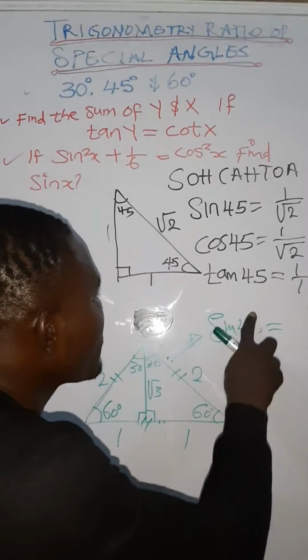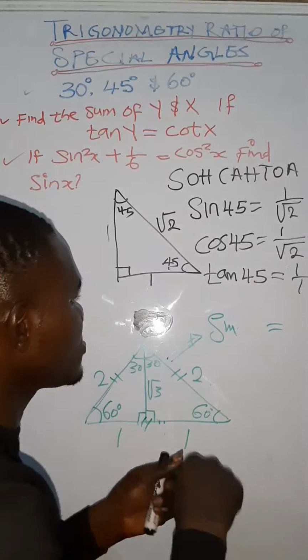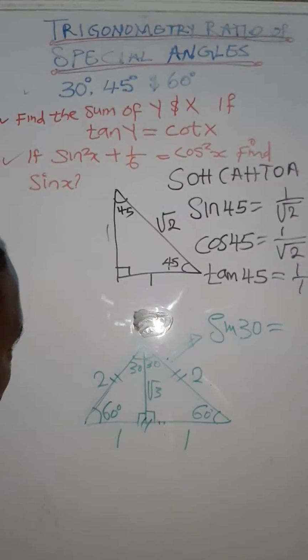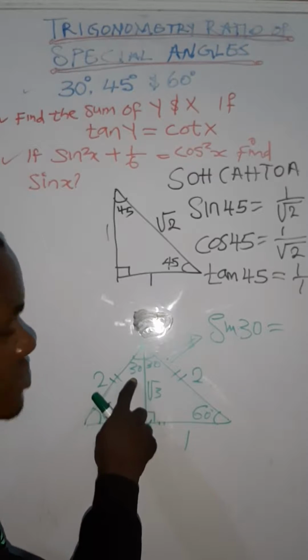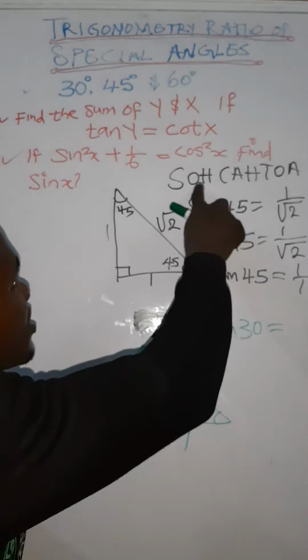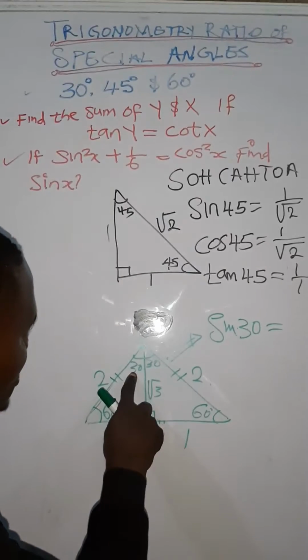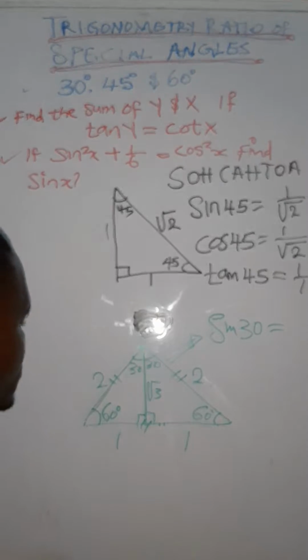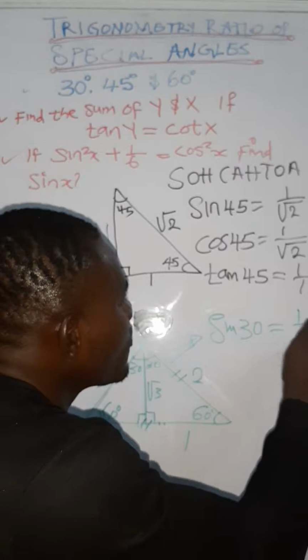Sorry, I'm looking for sine 30 rather. Sine 30. So from this triangle, this is 30 degrees. Where is the opposite? Don't forget opposite over hypotenuse. This angle is facing here. This is the opposite and the hypotenuse. So we're having 1 over 2.